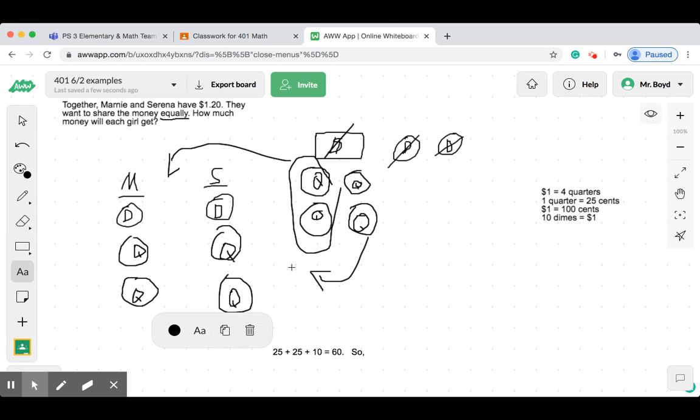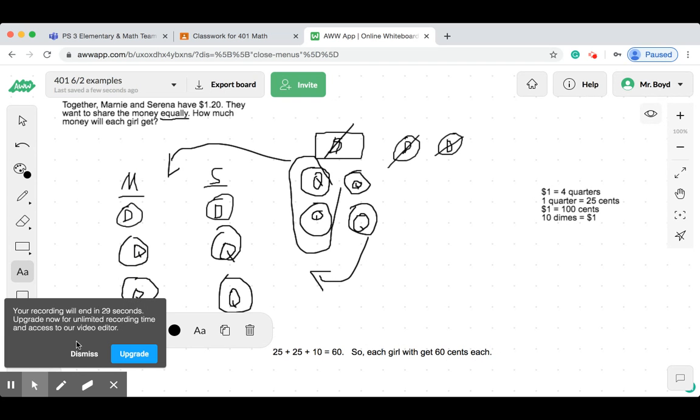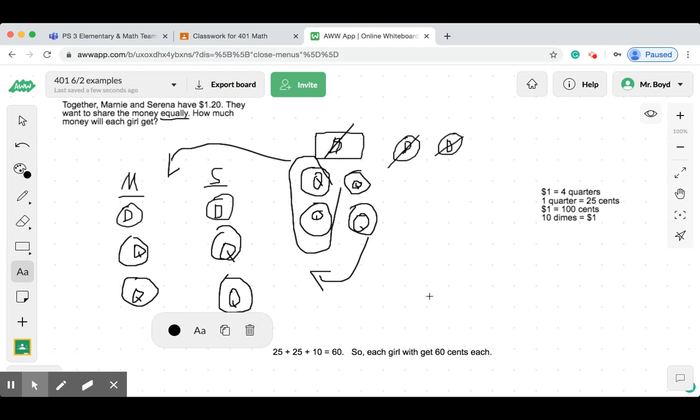So each girl will get 60 cents each. And I know that because I was able to break the money in half and then separate it so they had the same amount. And then I added the value of the amount of money each girl had.